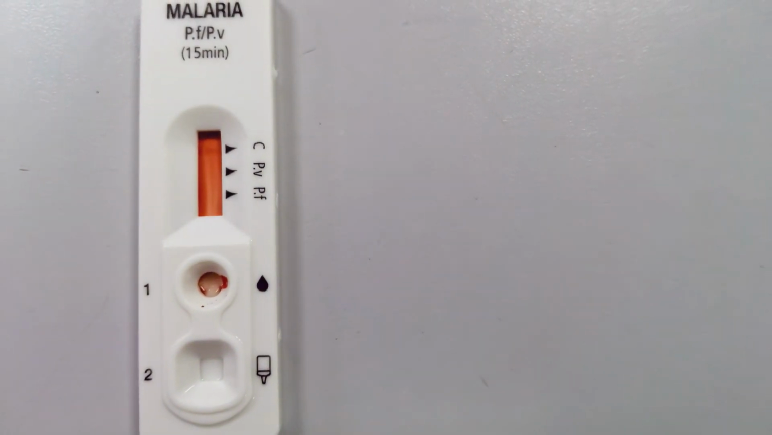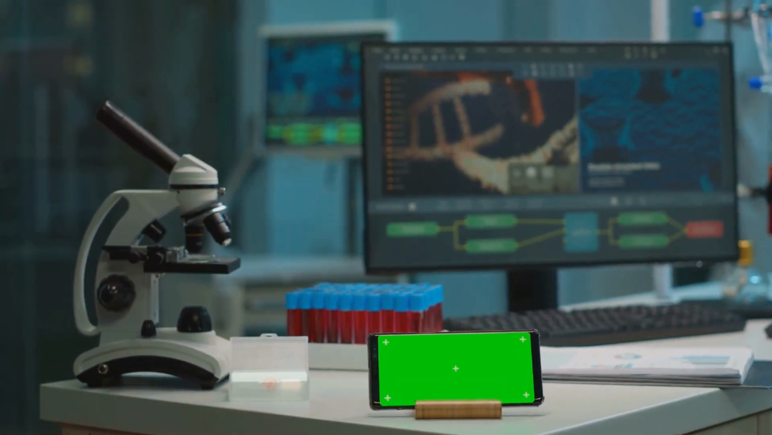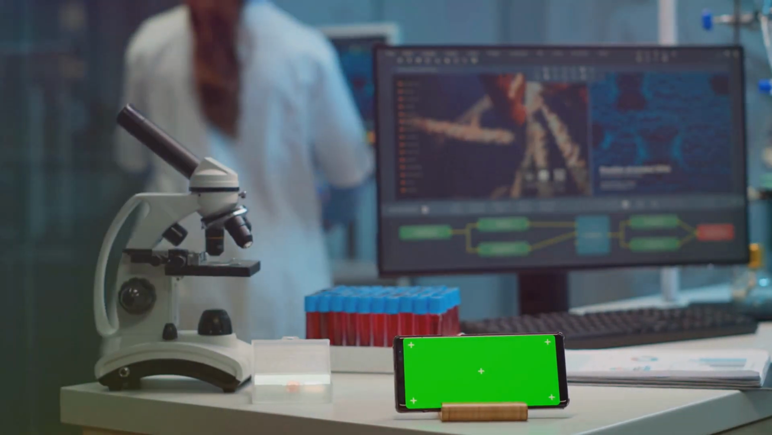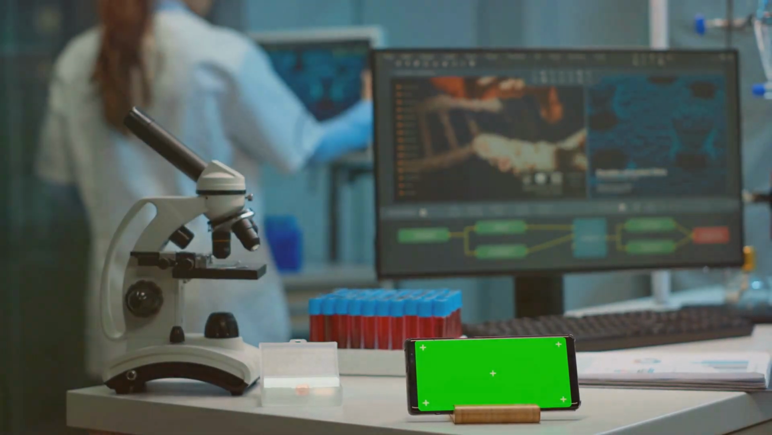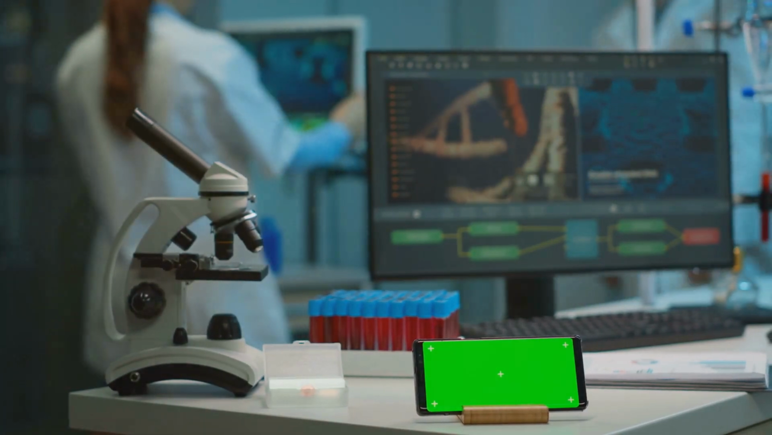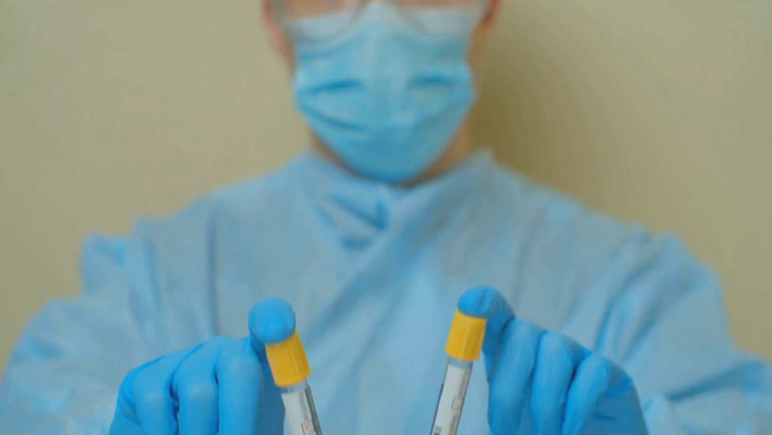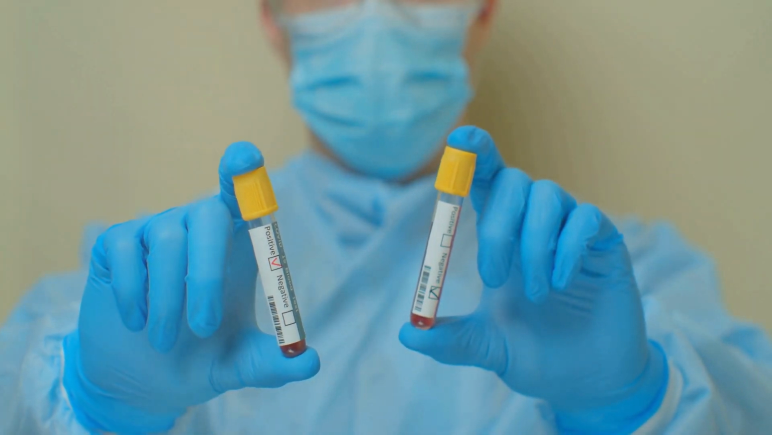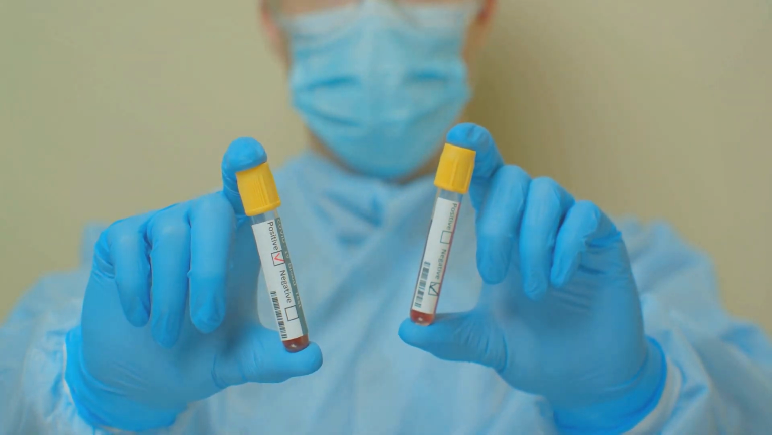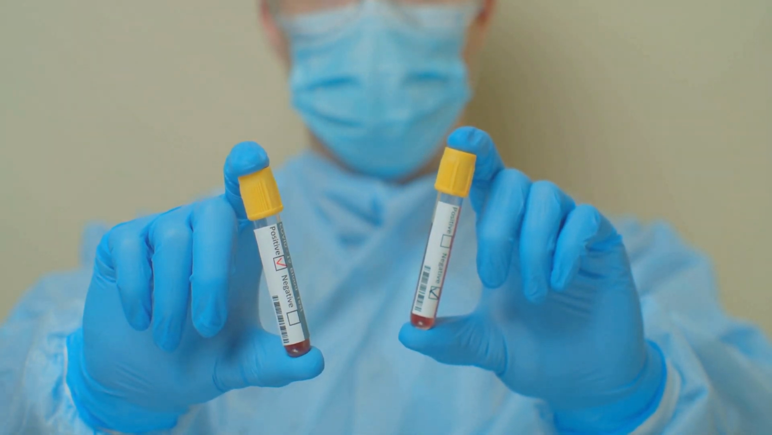Malaria is diagnosed by examining a sample of the patient's blood using a microscope. The parasites have a distinctive appearance that allows them to be identified and quantified. Rapid diagnostic tests are also available, which can provide results in 15 to 20 minutes. These tests are particularly useful in areas where microscopy is not available.